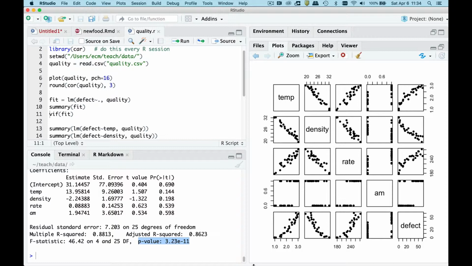Let me remind you what the null hypothesis is for this. The null hypothesis is that all 4 slopes, temperature, density, rate, and AM, are simultaneously equal to 0. In other words, none of these predictors explain defects at all. The alternative is that at least one of these 4 slopes is non-zero. Now, the p-value is absolutely tiny. So we can reject the null hypothesis and conclude that at least one of these 4 variables is related to defects.